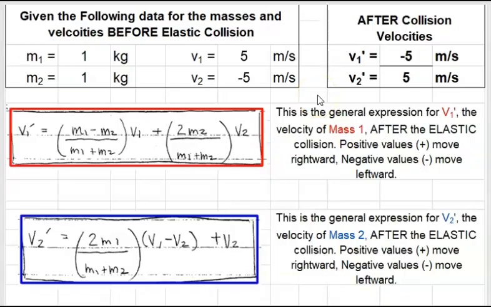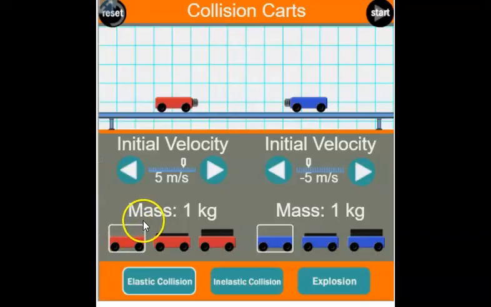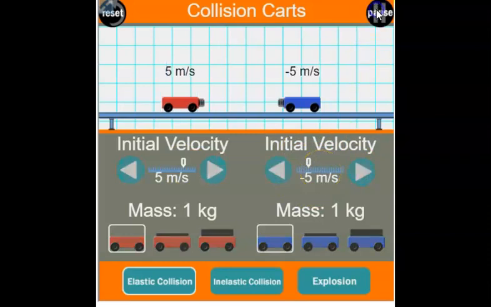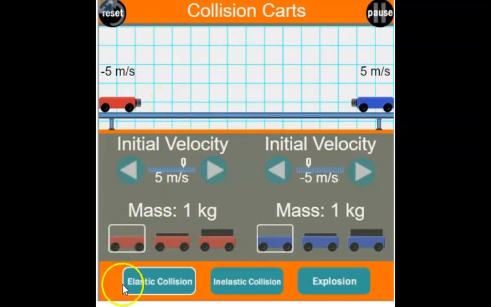Let's take a look at the simulation. Here you can see mass 1 and mass 2 are both 1 kilogram. Initial velocity 1 is 5 meters per second. Initial velocity 2 is negative 5 meters per second. Let's run the simulation. And you see that they did in fact bounce off of each other, and they moved away in the opposite direction at the same speed that they had. You can clearly see that the final velocities of both cars were opposite of what they were before the collision.